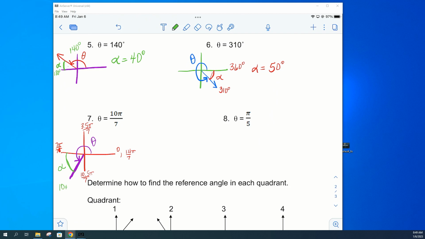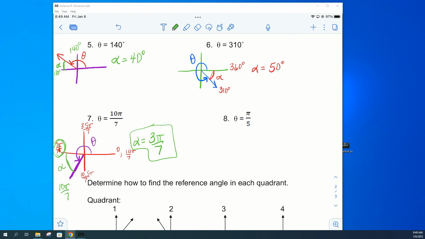Here is 10 pi over 7. I've got to get back to 7 pi over 7. So 7 pi over 7, which is of course pi, to 10 pi over 7, what's left? 3 pi over 7. So my reference angle is 3 pi over 7.